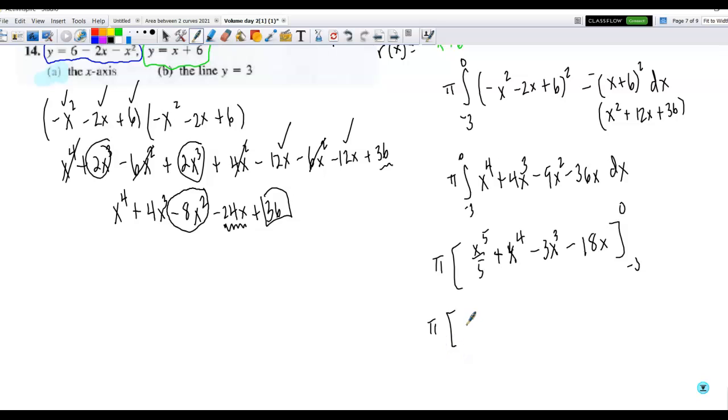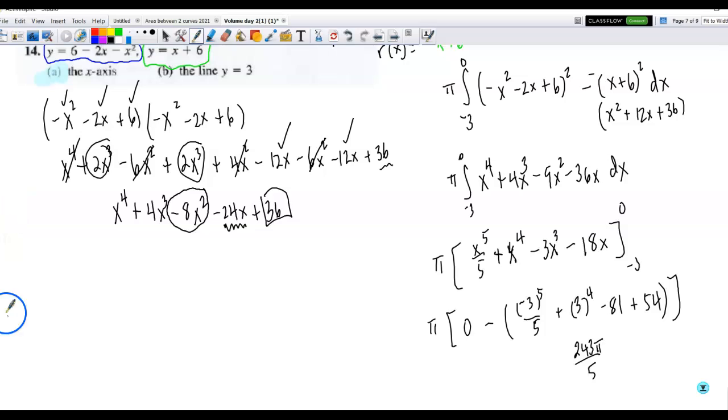So now be careful, that's going to give us, if I substitute 0 in all these terms, it's 0 minus parentheses, and then I'm going to substitute the negative 3 to the 5th power divided by 5 plus 3 to the 4th minus 3 cubed is 27 times 3 is 81. 3 times 18 is 54. And then when you finish that arithmetic, you will ultimately get 243 pi over 5. All right, so I hope it helps.